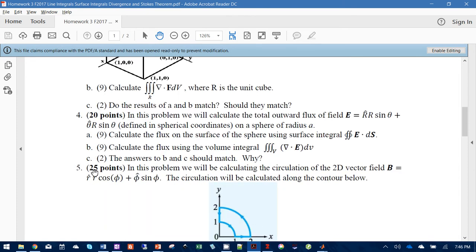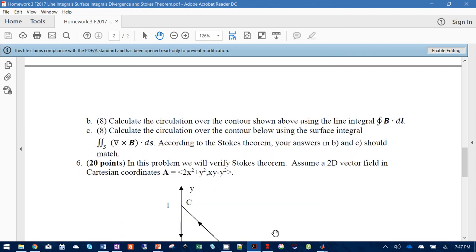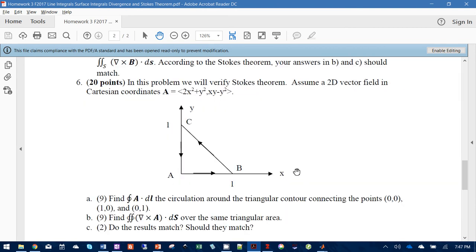Okay, in number 4, now we're again doing another divergence theorem problem, but we're doing it in spherical coordinates instead of Cartesian coordinates. Okay, similarly, number 5 and number 6 are both on the Stokes theorem. What does the Stokes theorem tell us? We just talked about the divergence theorem. So what's the Stokes theorem? It's for circulation. Two ways to calculate circulation around a two-dimensional surface. And what are the 2 ways you can do that?